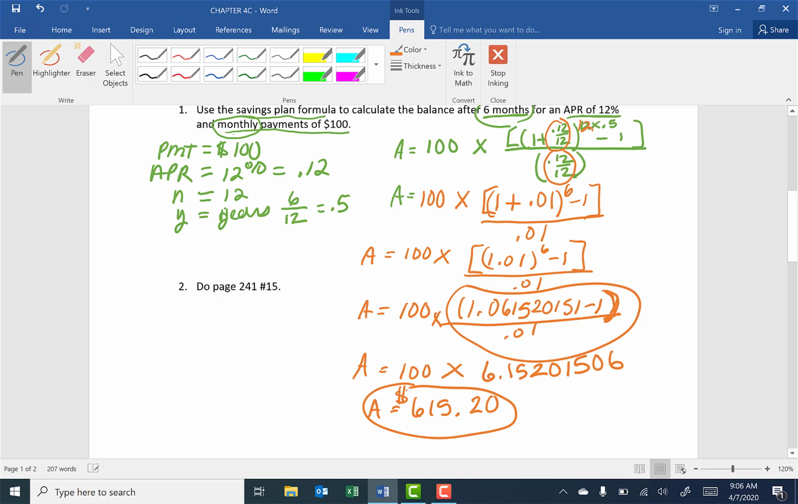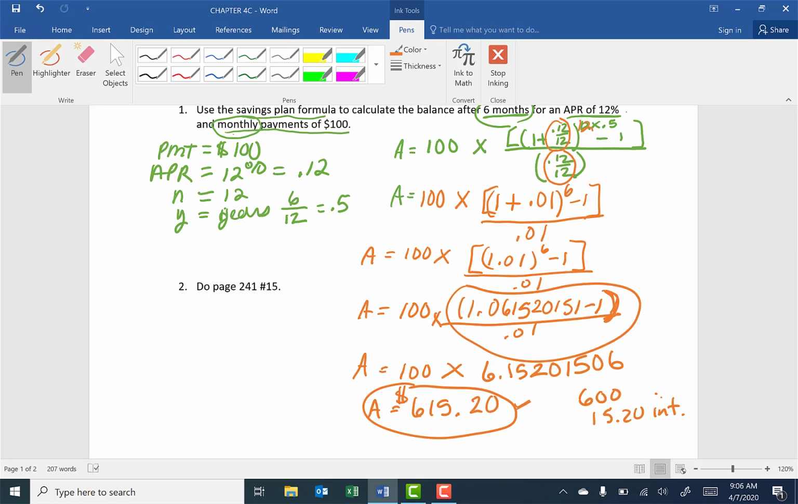So let's review what we just figured out. If we deposit $100 every month with an APR of 12%, in 6 months we will have in our account $615.20, which makes sense because monthly payments of $100 in 6 months would give us the $600, and then obviously our interest is the 15.20 from the bank. That's our 12% interest.